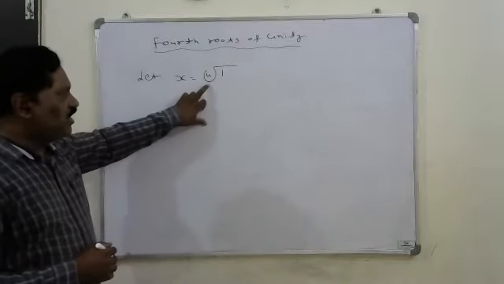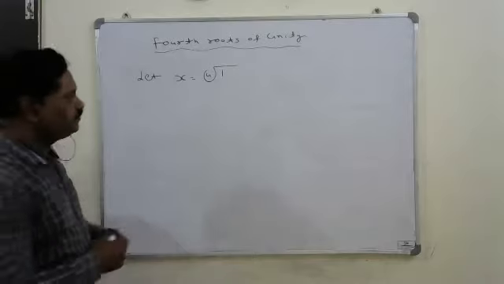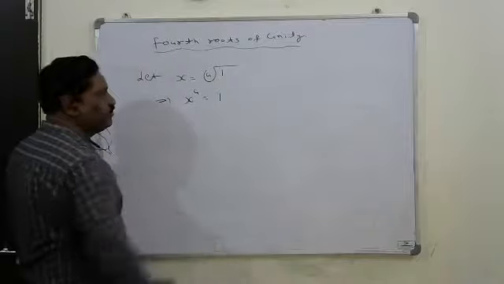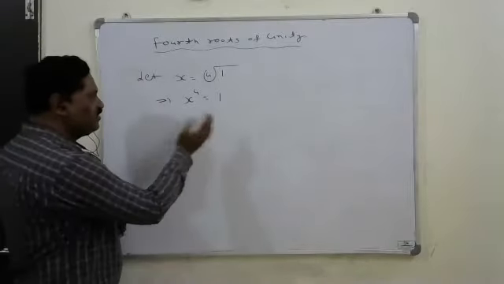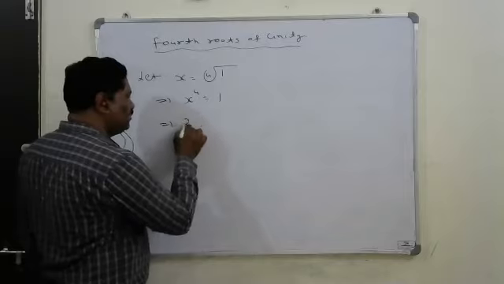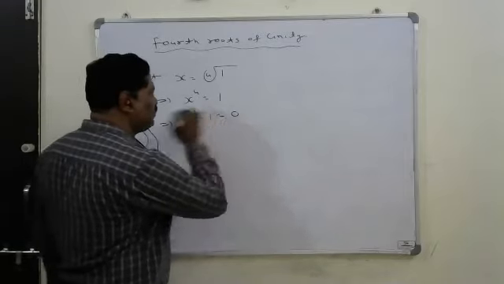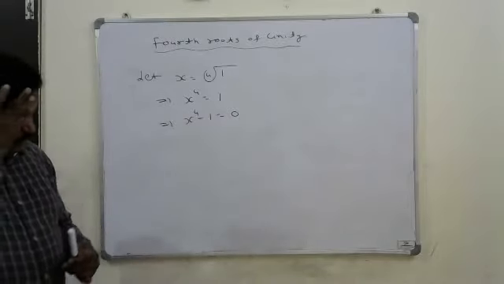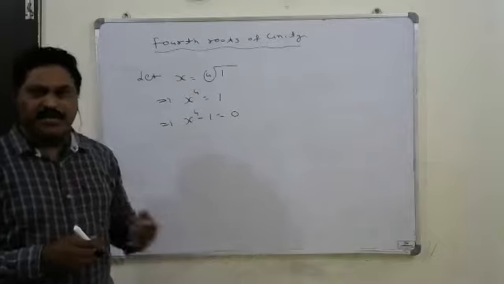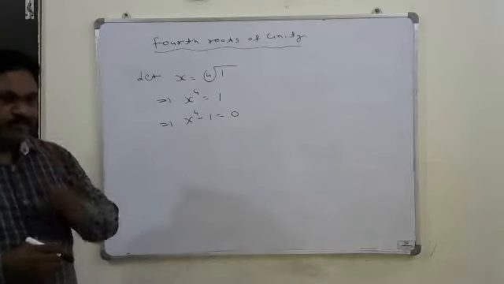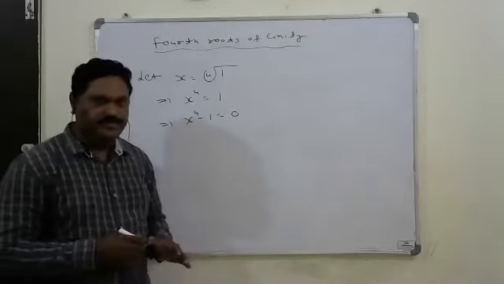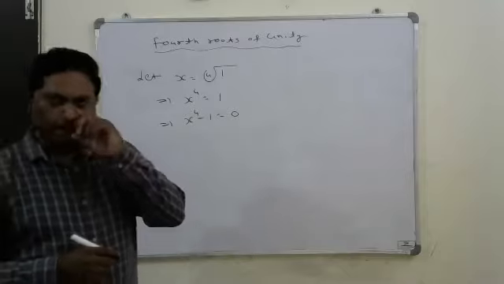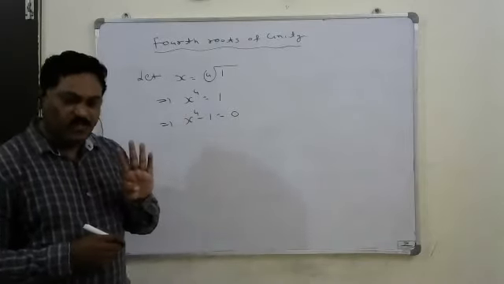Now if you want to eliminate this fourth root, what do you have to do? Apply power 4 on both sides, and we get x power 4 is equal to 1. Bring this 1 to this side: x power 4 minus 1 is equal to 0. What is the degree of this equation? The degree is 4. What is the name of that equation? Biquadratic equation. If it is a biquadratic equation, how many roots should you have? 4 roots.